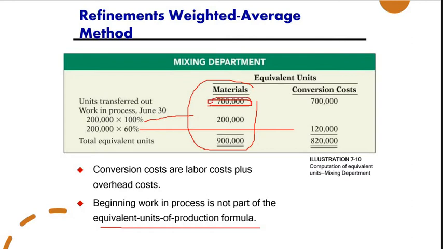Kasi ang process cost or process costing system, nagtatake effect lang siya at the end of the period. Okay, so once na na-transfer na siya, nag-end na yung period, so automatically it becomes 100%. Okay, so dito naman, sa work in process niya, so June 30, when it comes to material cost, 100%. And when it comes to the conversion cost, we only have 60% according to the information given. So total equivalent units are 900 for materials and 820 for the conversion cost.